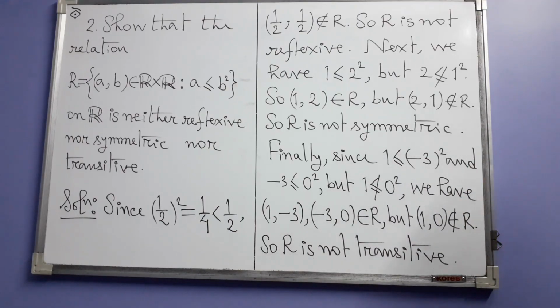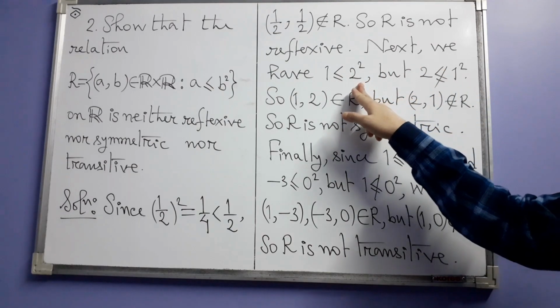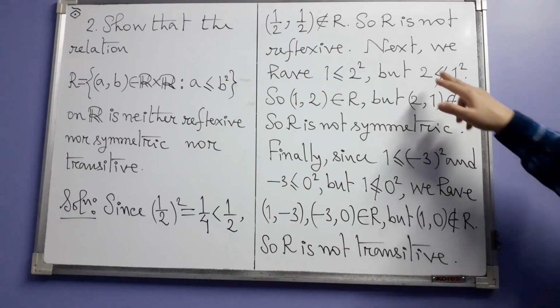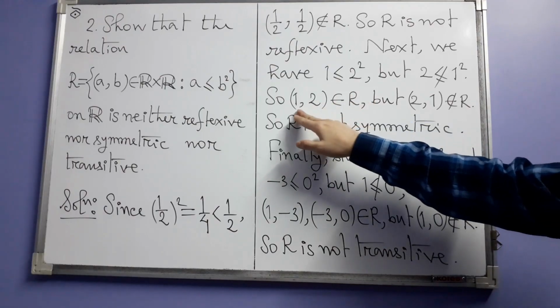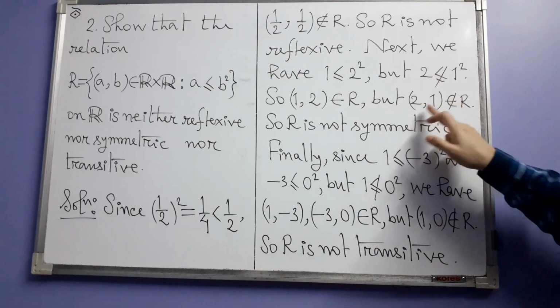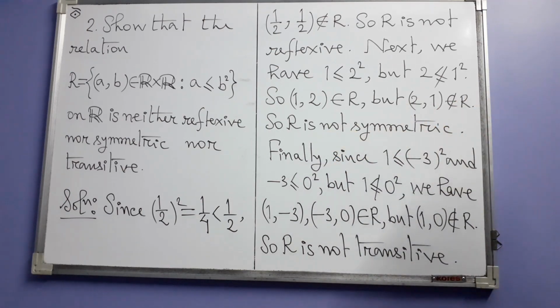Next we go for symmetry. 1 is less than or equal to 2 square. In fact, 1 is strictly less than 2 square, but of course 2 is not less than or equal to 1 square. So this inequality tells us that (1,2) belongs to R, and this one tells us that (2,1) is not in R, and that's why R is not symmetric.